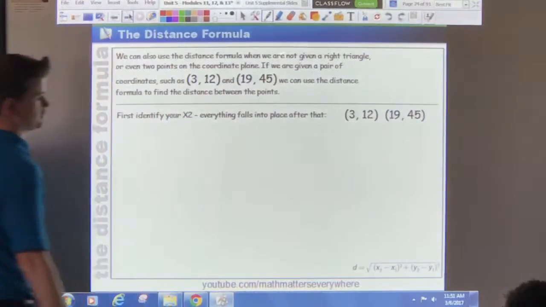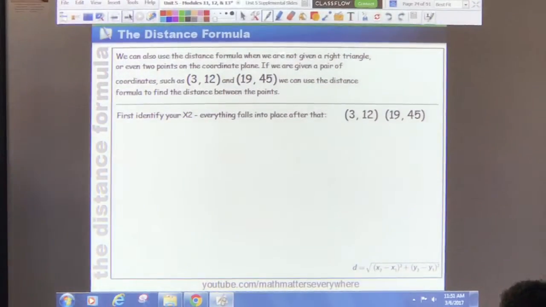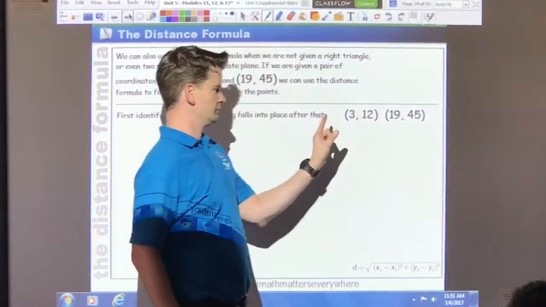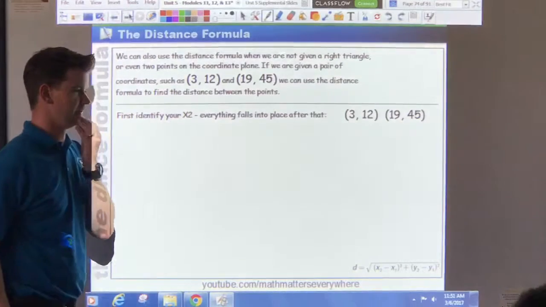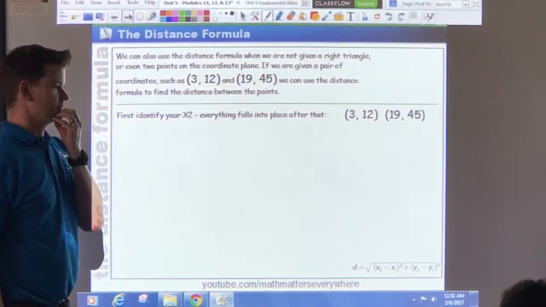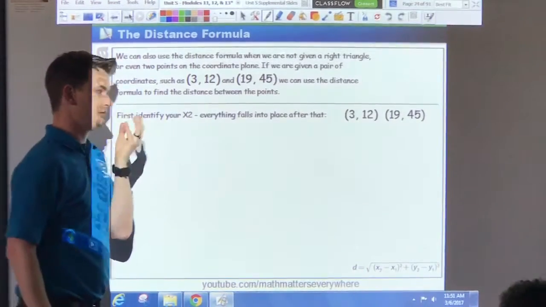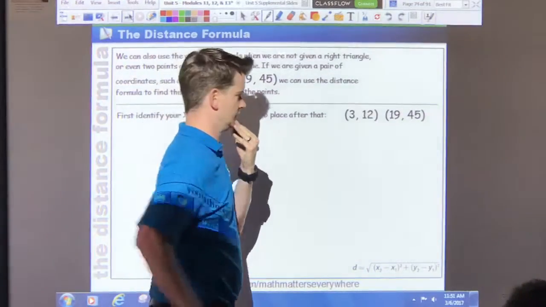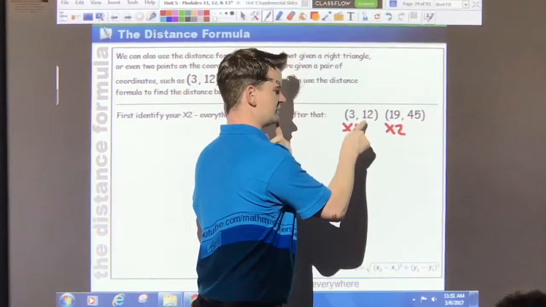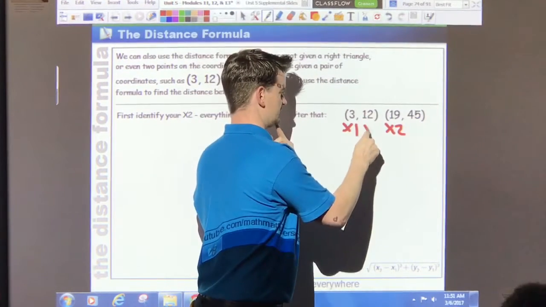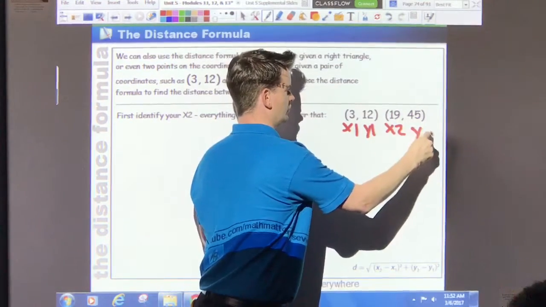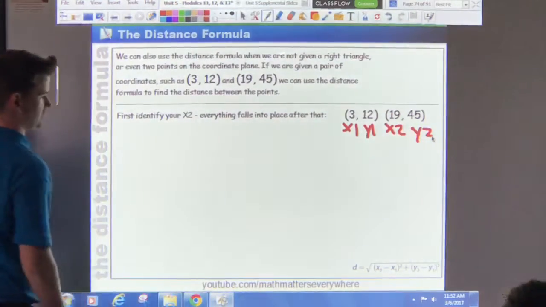So, once again, the first thing we have to do is identify our x2. We're given two coordinate pairs here. Adrian, what are my x values in those two coordinate pairs? 3 is going to be x1, good. And 19 is going to be your x2. Good, because that's the larger one. So that's my x2, that's my x1. And then what is this going to be? y1, because it's next to x1. What's this going to be? y2.